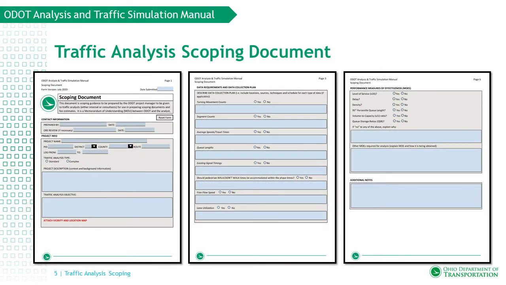The scoping document is a 6-page PDF form available on the ODOT website. Each of the scoping elements is included in the form and will be discussed in more detail in this module. Throughout this module, a sample traffic analysis scoping document will be completed as each element is discussed. For this exercise, the sample project is State Route 315 from Bethel Road to North Broadway in Columbus.